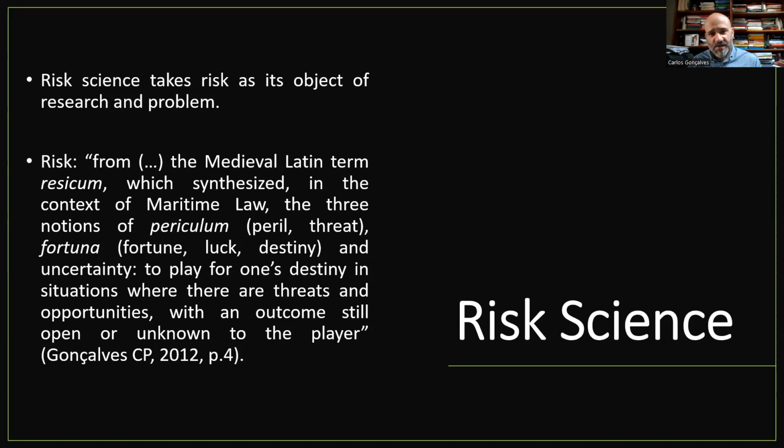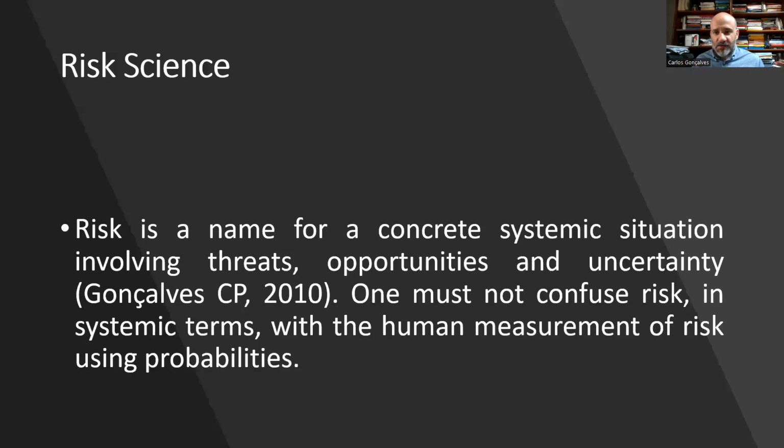So risk science takes risk as its object of research and problem, and in this case works with risk from its root in the medieval Latin term resicum, which synthesized in the context of maritime law the three notions of periculum, peril, threat; fortuna, fortune, luck, destiny; and uncertainty. So to play for one's destiny in situations where there are threats and opportunities with an outcome still open or unknown to the player. So this is risk science. Risk science addresses risk as its object of research and problem. And the issue here is that it works on risk from a complexity research paradigm and using methodologies that come from complexity science. But we'll be seeing that in a moment.